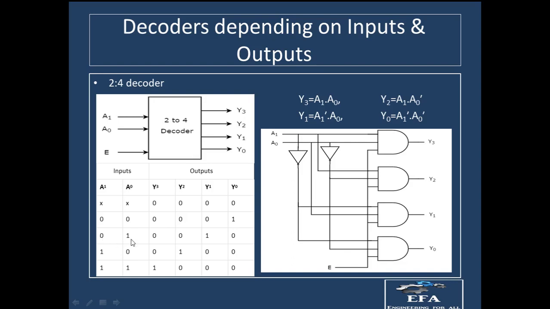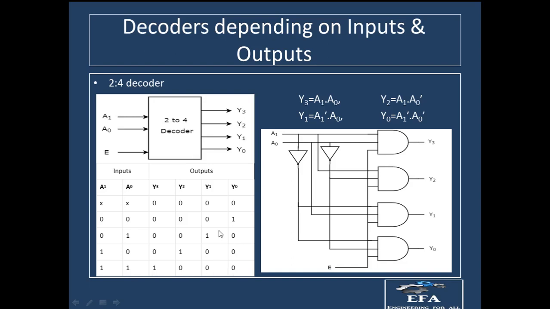So 0 1 corresponds to 1, therefore y1 will be carrying the information. So the information coming from here will be sent on to the y1 output line, and rest all the output lines will remain 0, they will not carry any information. If you have 1 0, then we'll have the information at y2. If you have 1 1, the information will go at y3, and rest all will be equal to 0.